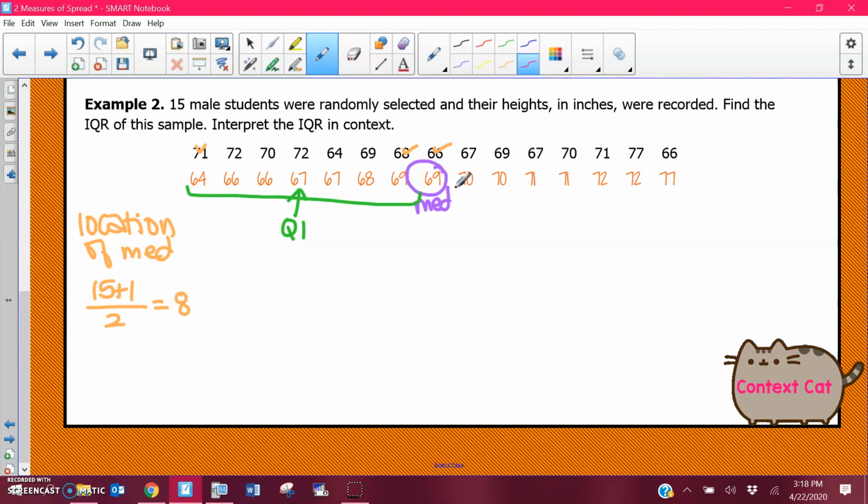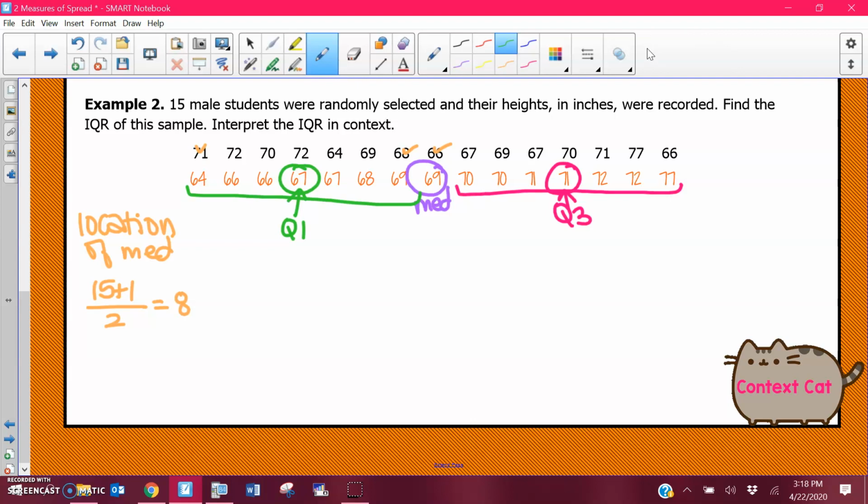Then I'm going to do the same thing for this back half over here. There should be 7 values, and that middle number is going to be my Q3. I don't know why I circled that instead of putting an arrow. Now I feel like I need to circle this one too. So again, Q1 and Q3 are really just the medians of these little subsets that you made in your data.